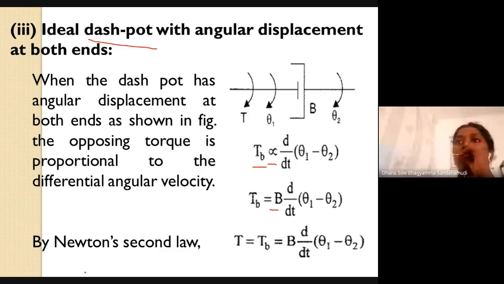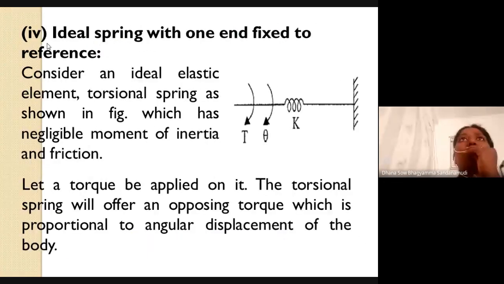Okay, so what is according to Newton's second law? According to Newton's second law, applied torque is equal to what? The opposing torque. So T equal to TB equal to b into d by dt of theta 1 minus theta 2. Okay, so I hope you understood. It's very simple to understand.